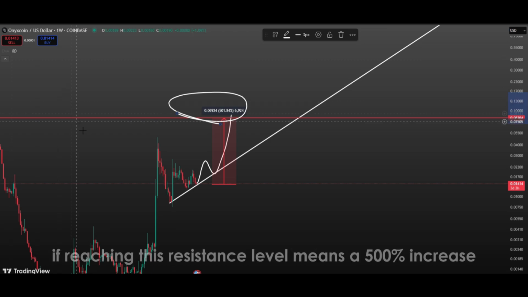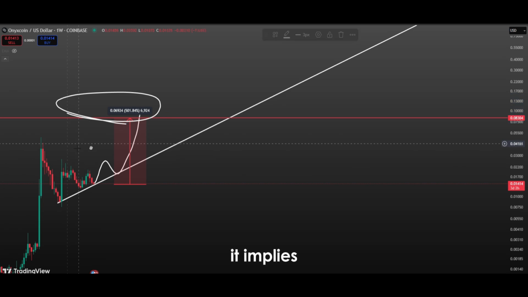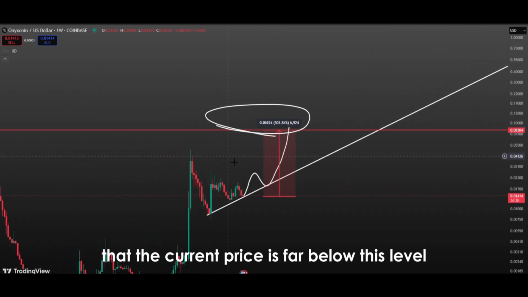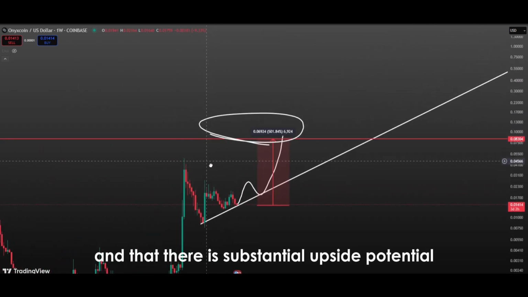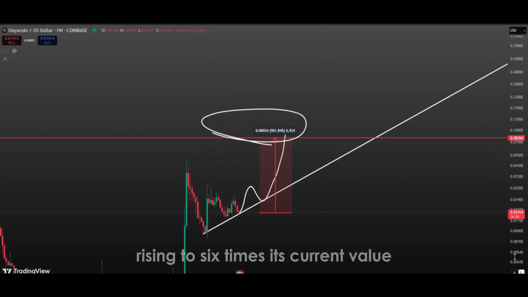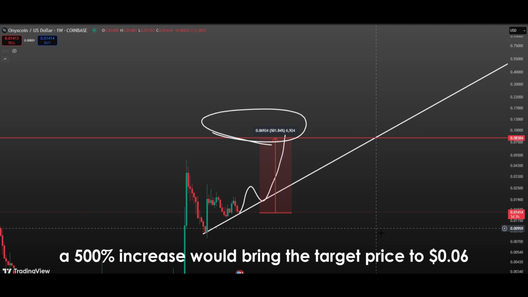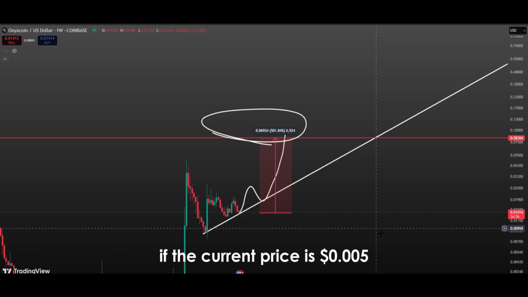As you stated, if reaching this resistance level means a 500% increase, it implies that the current price is far below this level and that there is substantial upside potential. A 500% increase simply means the price rising to 6 times its current value. For example, if the price is currently $0.01, a 500% increase would bring the target price to $0.06. If the current price is $0.005, the target would be $0.03.